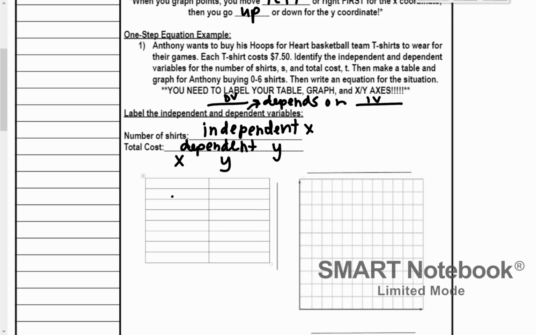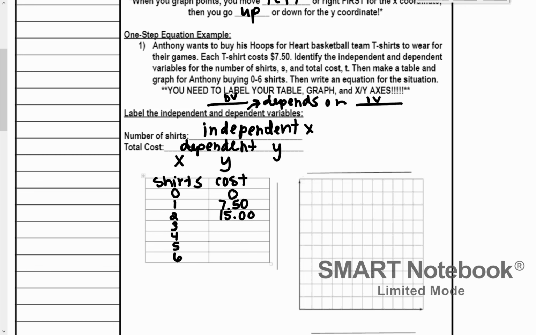All right, so we should have shirts and cost. I wasn't sure if I gave myself a box for the labels or not, but I did. All right, we want 0 to 6 shirts. So we go 0, 1, 2, 3, 4, 5, 6. And our cost. So if he buys 0 shirts, he's going to spend $0. If he buys 1 shirt, he's going to spend $7.50 because that's how much 1 shirt costs. If he buys 2 shirts, he's going to spend $7.50 plus $7.50, which is $15.